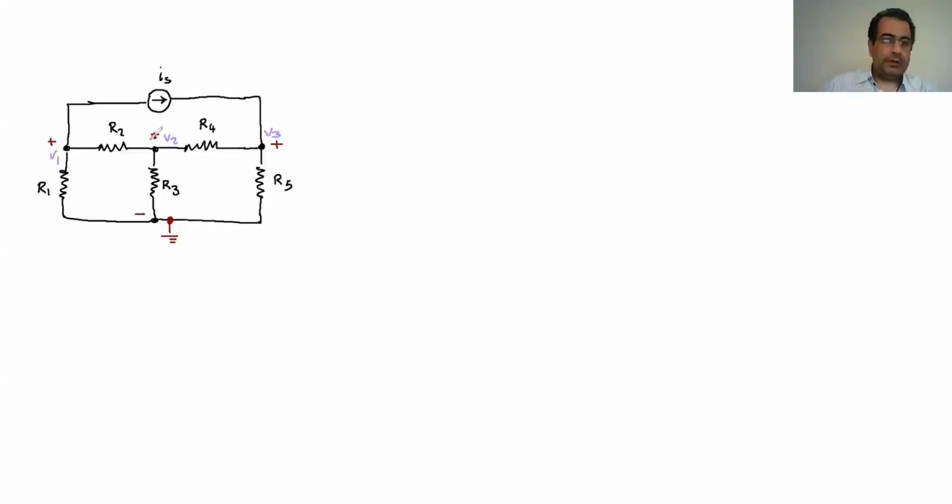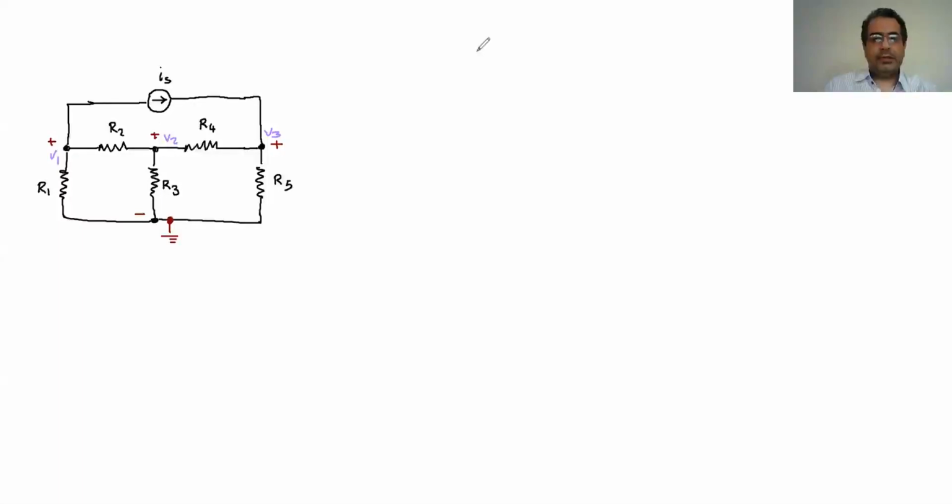Remember that when I said this is positive with respect to this one, it doesn't mean that V1, V2, or V3 are positive. They might come out as negative. So don't get confused about that. This positive sign is just with respect to this negative sign. That's it. Nothing else.